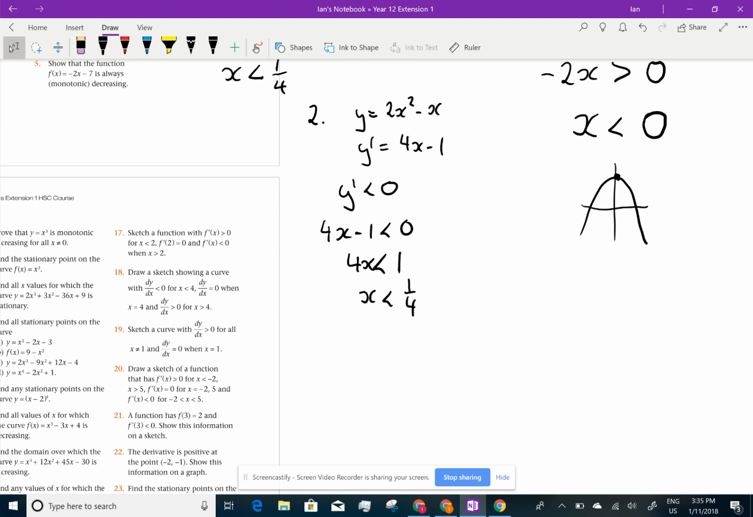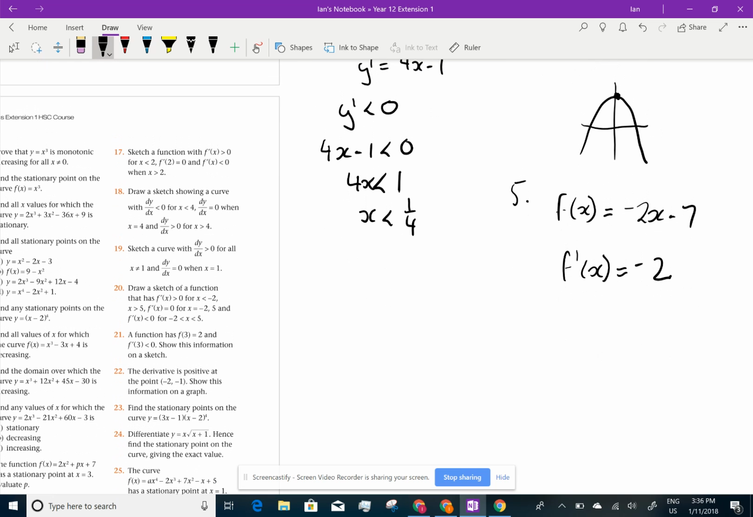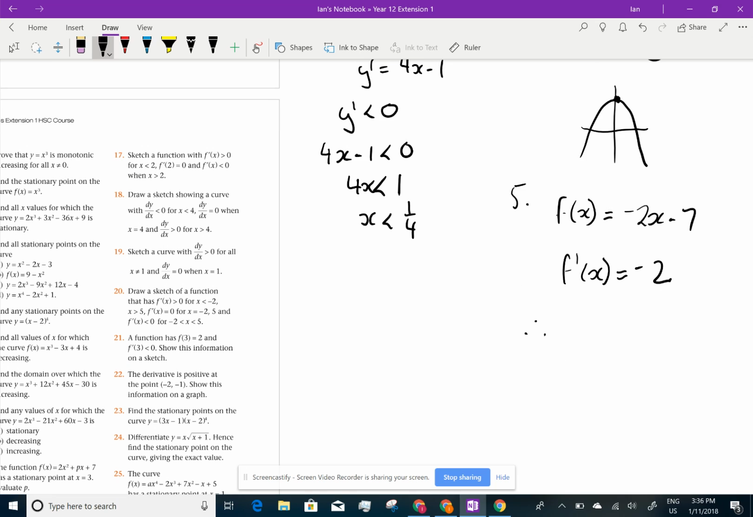Let's jump to 5. Show that f of x equals minus 2x minus 7 is monotonic decreasing. Well, f dash x equals minus 2. The gradient's always minus 2. Therefore, f dash x is always less than 0. Hence, monotonic decreasing.